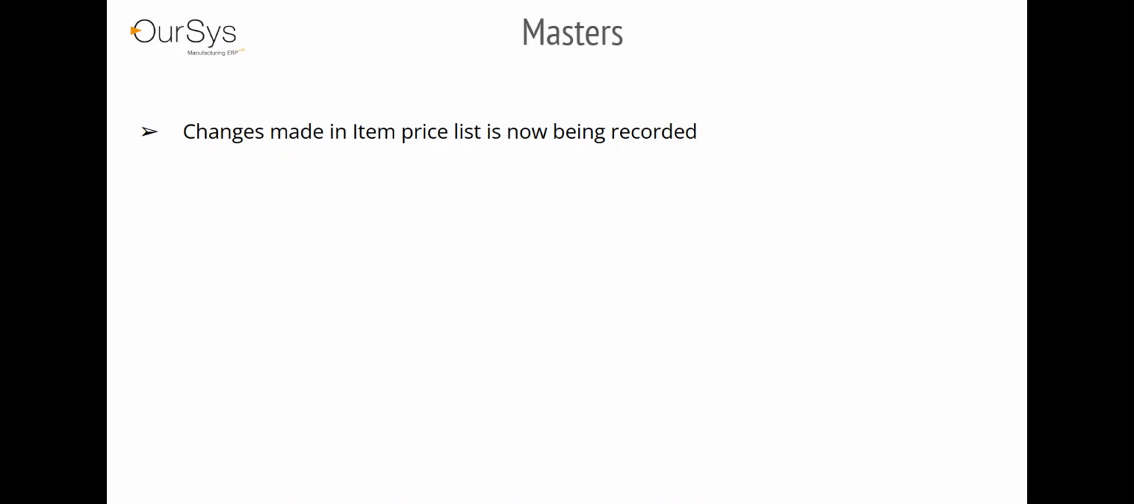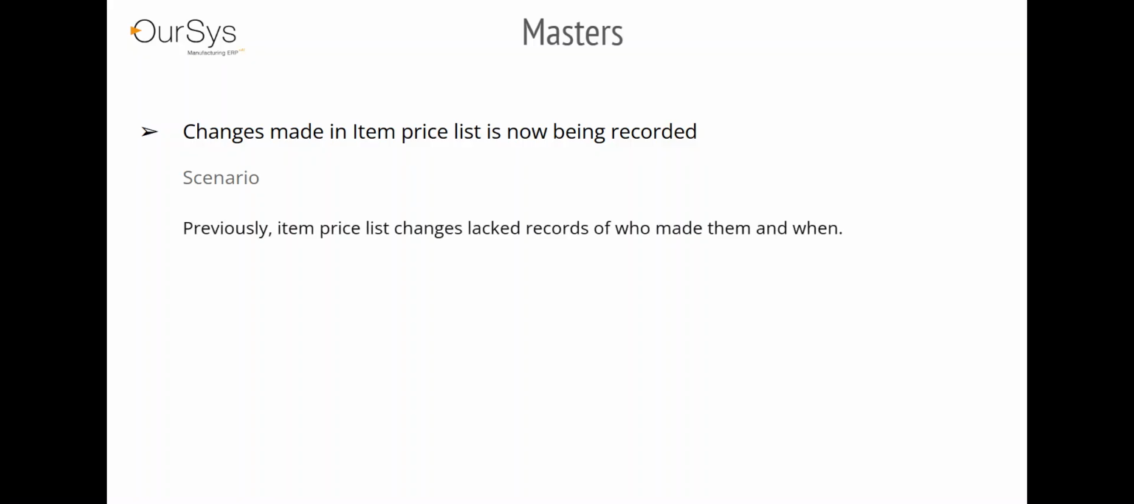Now let's come to the master module. Changes made in the item price list are now recorded. So earlier, when a user updated the item price list, there was no way to track who made the changes or when they were made. This meant that if the prices were modified, users had no record of the person responsible or the date and time of the update.